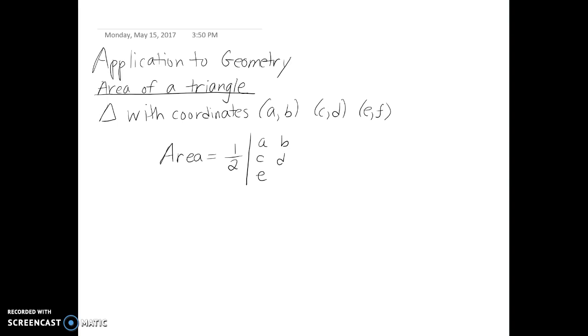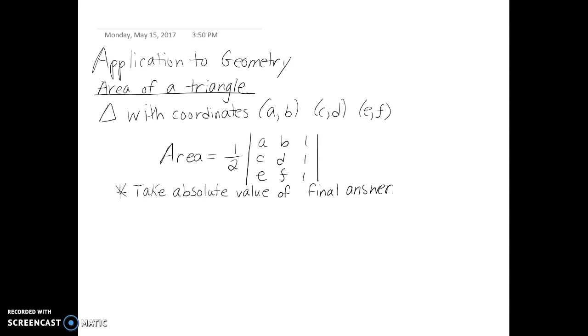Now the key with a determinant is it needs to be a square matrix, so a 2x2 or a 3x3. To make this into a square matrix without changing the values, we're going to put a column of 1s. And then at the end, you're going to take the absolute value of your final answer. So although they look like absolute value symbols, remember it means to find the determinant, and then you're going to take the absolute value of your answer if it does come out negative.